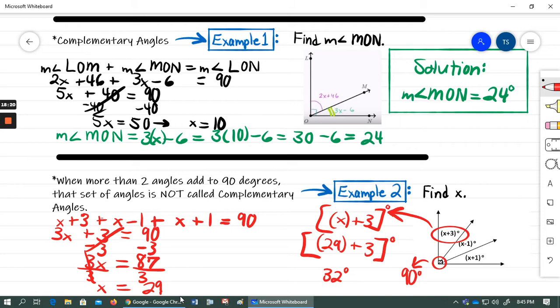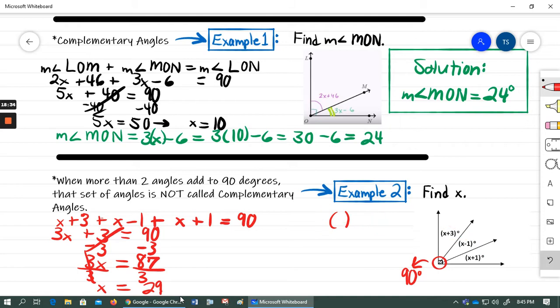All right. So if we had to find the measure of one of those angles, we would just plug in that value of x. Like I said, this angle here would be 32 degrees, but I'm about to erase all of that because they didn't ask us to find it. So again, guys, x equals 29, and that's our solution. Yes, that is our answer, our solution.